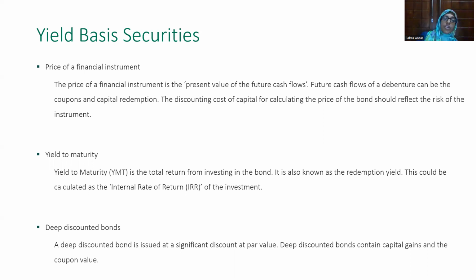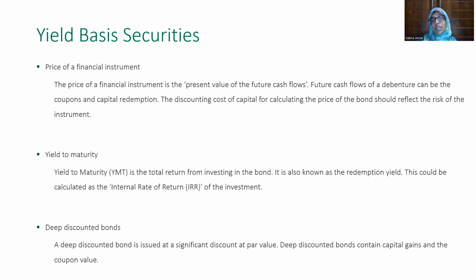Now we'll be talking about yield to maturity, or YTM. This is basically the total return for investing in a bond, and is generally known as the redemption yield. It can be calculated based on the IRR of an investment. So yield to maturity would basically be the IRR, which we'll be talking about.